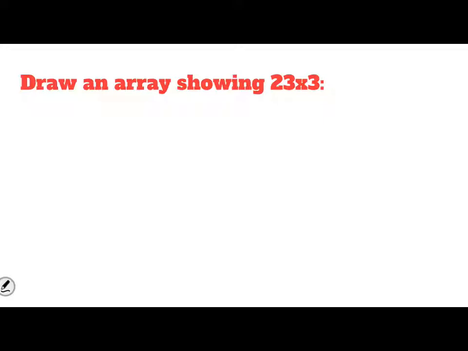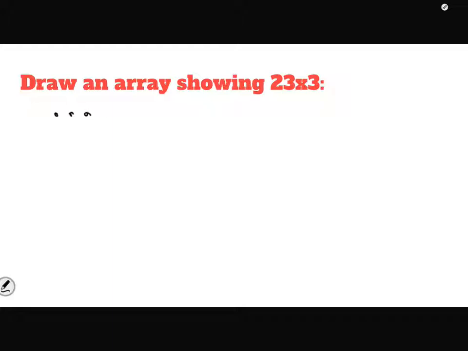Now, assuming that you're thinking this seems annoying, that's a bigger number, you are correct. But I still want you to do it and just show me what happens when you do 23 times 3. So I might do 1, 2, 3, 4, 5, 6, 7, 8, 9, 10, 11, 12, 13, 14, 15, 16, 17, 18, 19, 20, 21, 22, 23. Okay, and I need 3 down. And then I could fill it in.